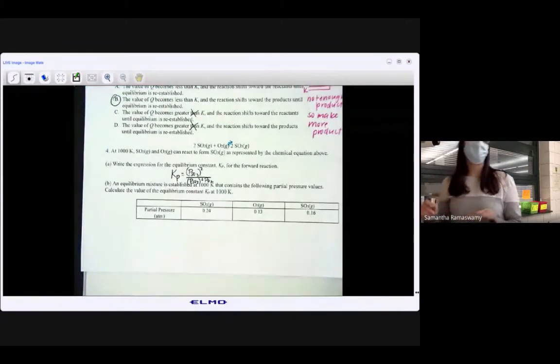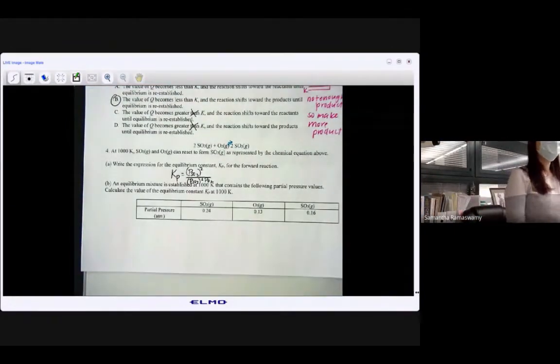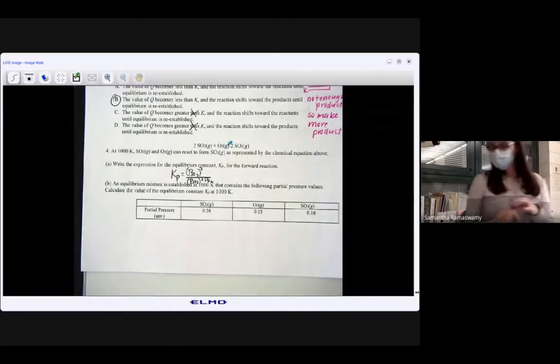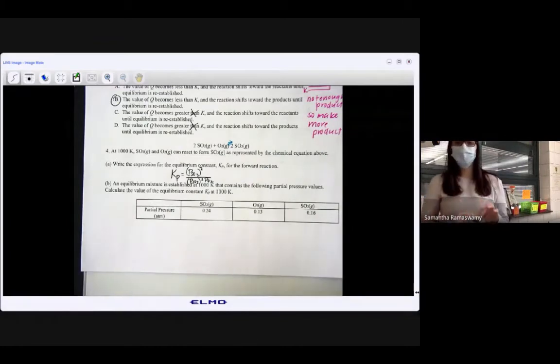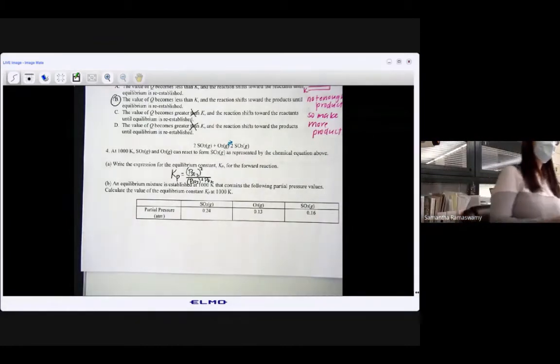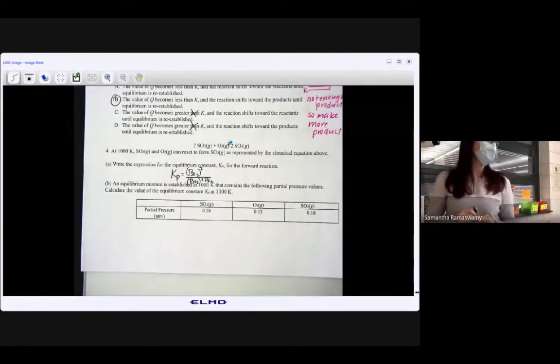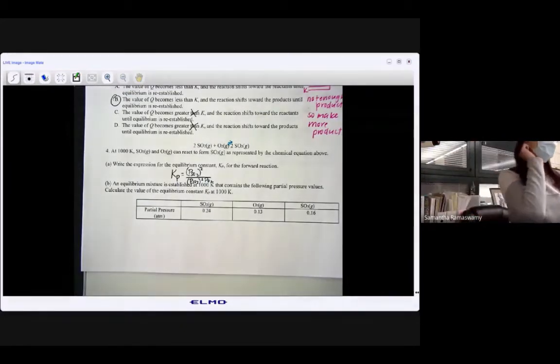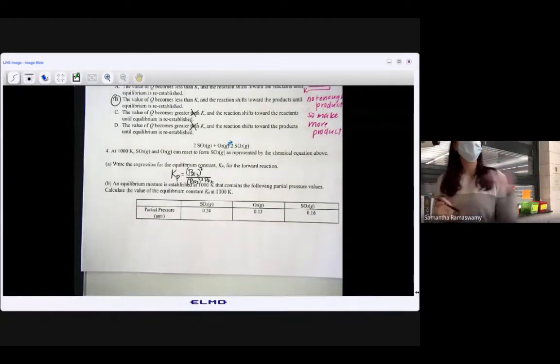All right, so for your Kp, P is pressure, products over reactants. Don't forget exponents. Pressure of SO3 squared over pressure of SO2 squared times pressure of O2. Writing the K expression just means products over reactants. These are all gases, so you can include all of them.